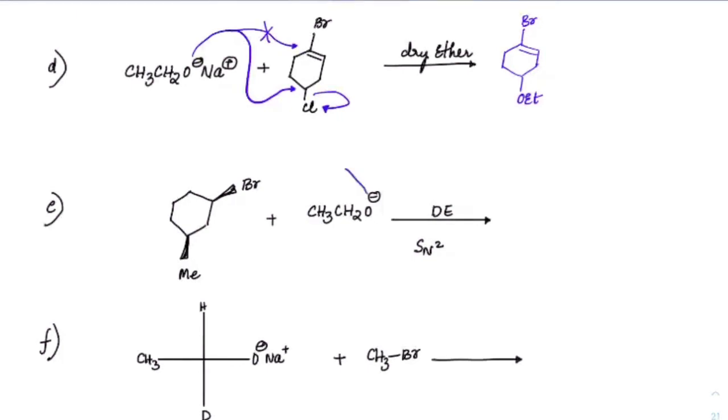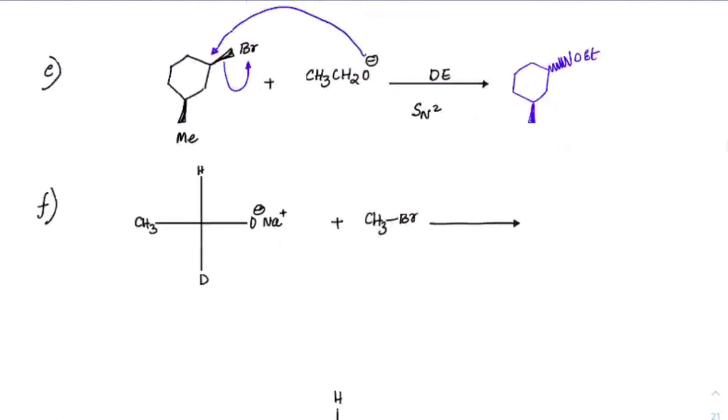Right, next see the E case. Bromine is out of the plane, coming out of the plane, so the nucleophile will attack from the back side of the plane and Br will be removed. And you know that inversion will take place in the case of SN2. So we will have a product like this, OEt. This will be the product which is formed. I guess all of you understood that.